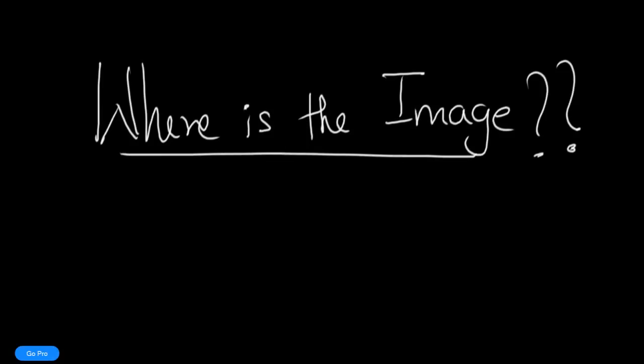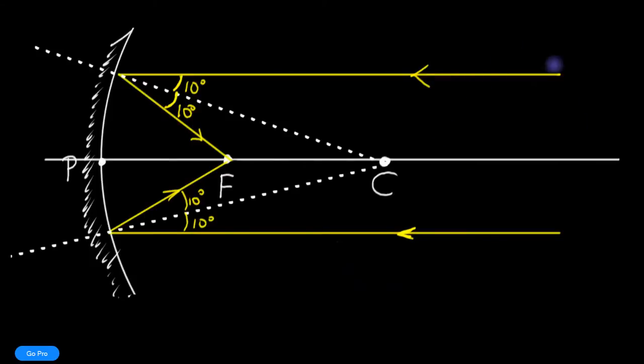We have looked at concave spherical mirrors and how they converge a beam of light. And now it's time to figure out where the images would be if I kept objects at different positions. I'm going to again try to do this intuitively. Look at this radiation. These rays of light are parallel to each other. And that can only happen when the object or the source of light is at infinity, because when you go very far away, that's when the rays of light become parallel to each other.